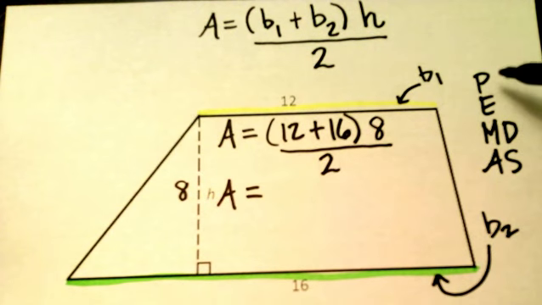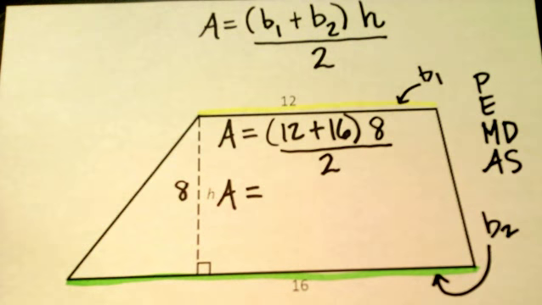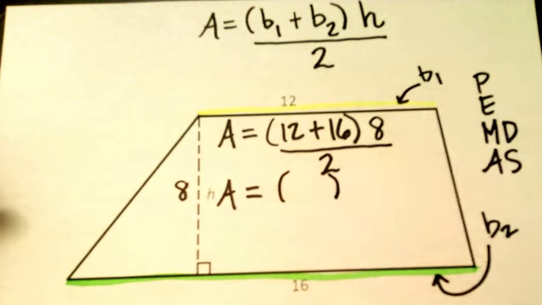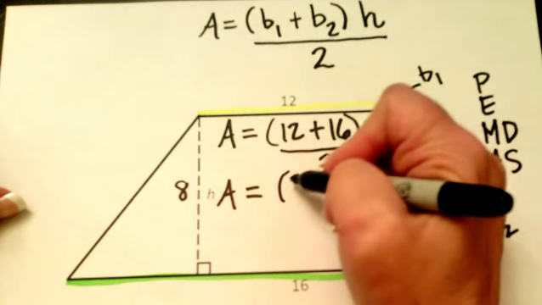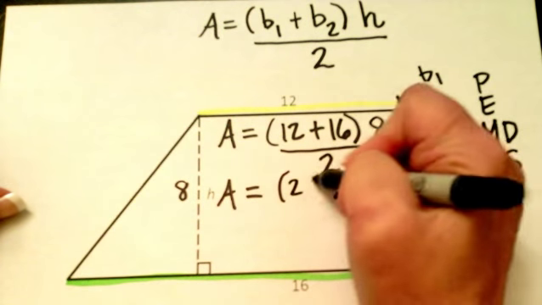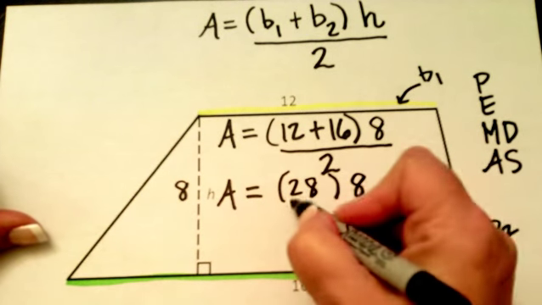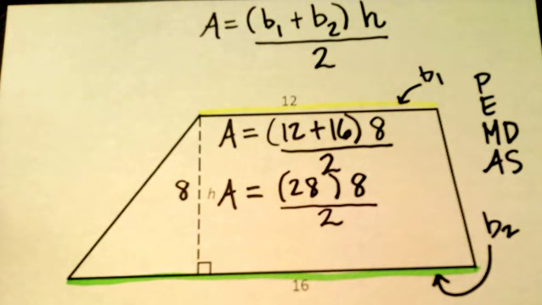So PEMDAS rules say that we need to take care of whatever's in parentheses first. So I can see here that I have a 12 plus 16. So I'm going to take care of that. I'm going to just set up my parentheses and take care of what's inside. So 12 plus 16 more, that makes 28. And I'm going to keep the 8 sitting outside the parentheses, and everything will be divided by 2.